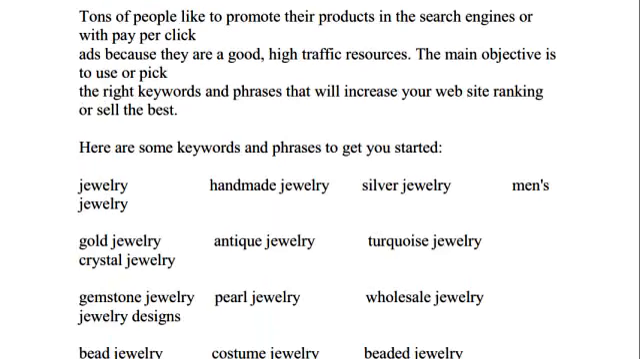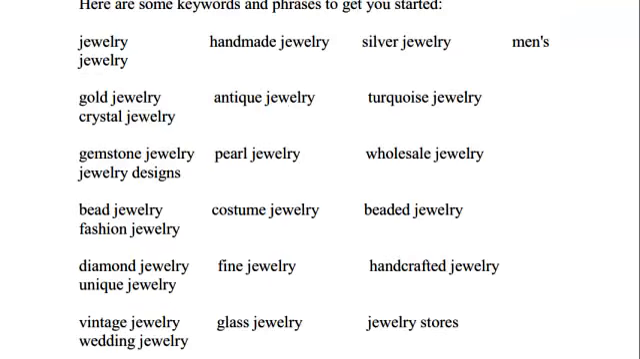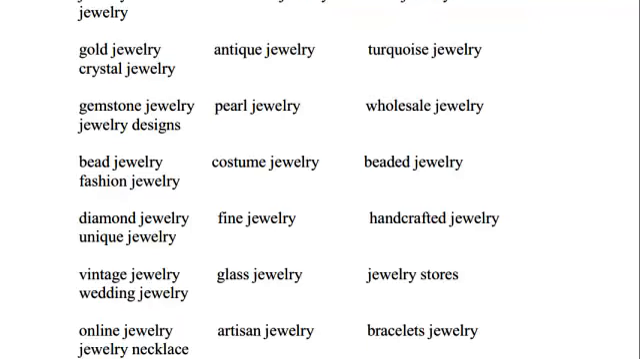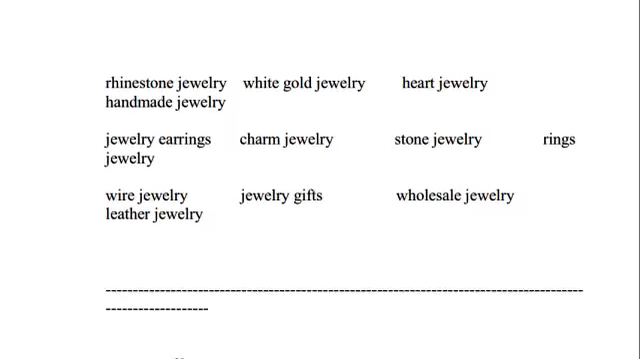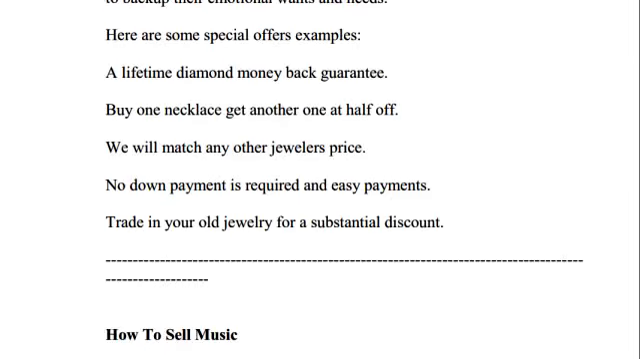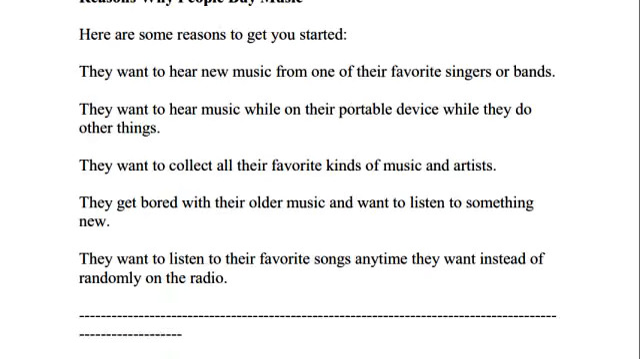And then again, I have some keywords and phrases that go for jewelry, and you can see some of these are handmade jewelry, antique jewelry, pearl jewelry, bead jewelry, fashion jewelry. I mean, and then just different breakdowns of each one of those. So you can see this is how you need to think about when you're thinking about a niche. There's some other special offers. These are different breakdowns. Like I said, I'm going to give you this ebook. I just wanted to go through it quickly to give you an idea of how it works.